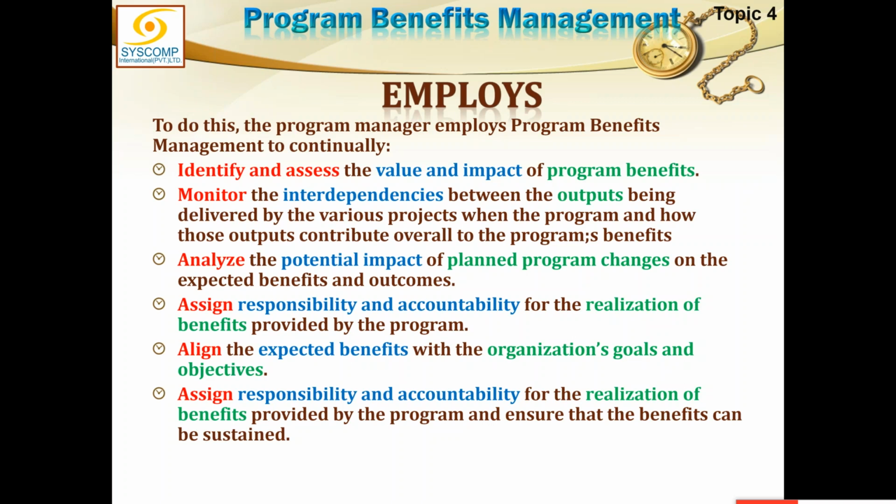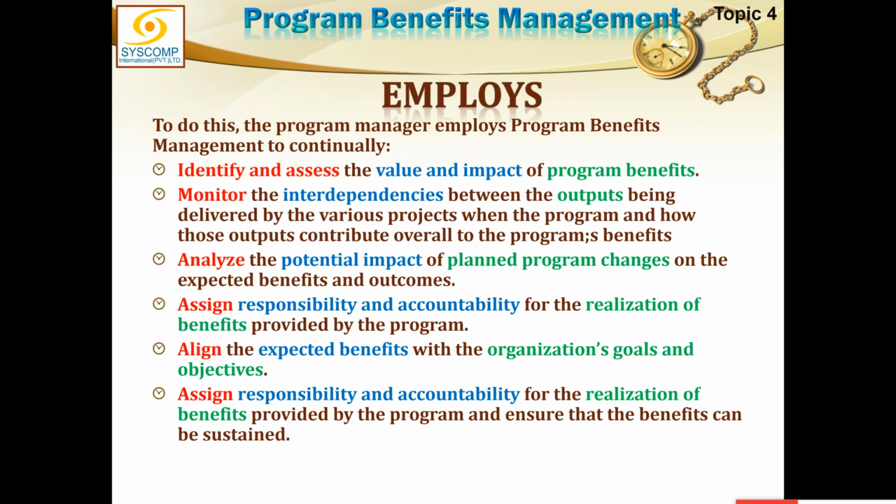Then assign responsibility and accountability for the realization of the benefits. Somebody should be held responsible. The responsibilities must be distributed to the people who have to ensure the delivery of those benefits. For example, a project manager is assigned, that is one responsibility, and he is given the responsibility to achieve the target of the project and to create a benefit out of it.